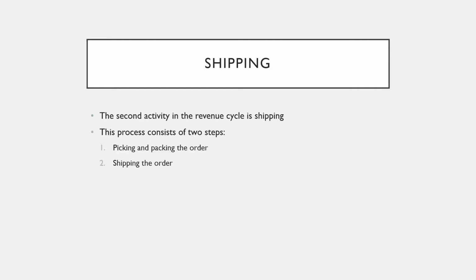So I'm going to be talking about shipping, which is the second activity in the revenue cycle. This process consists of two steps. One, picking and packing the order, and two, shipping the order. These two processes are performed by the warehouse and shipping departments at Belk and Dillard's.